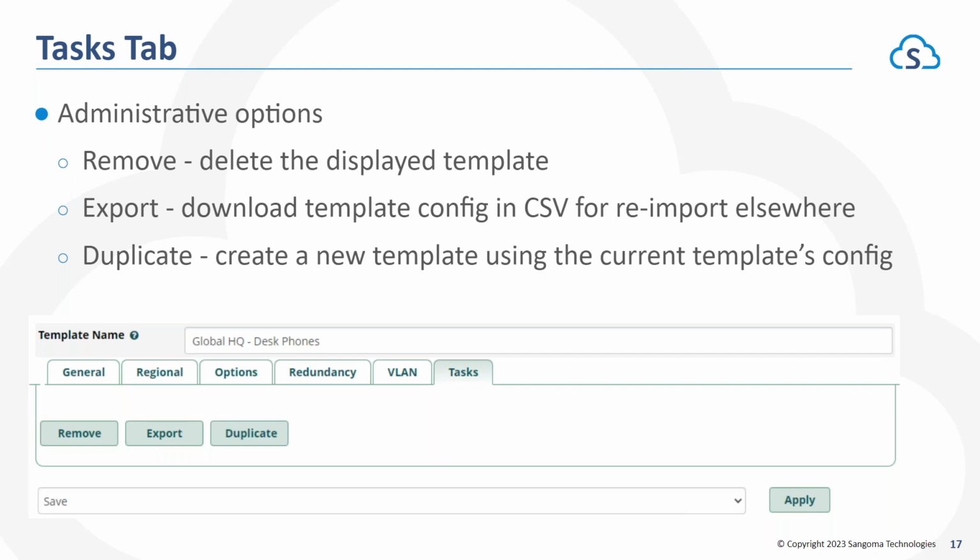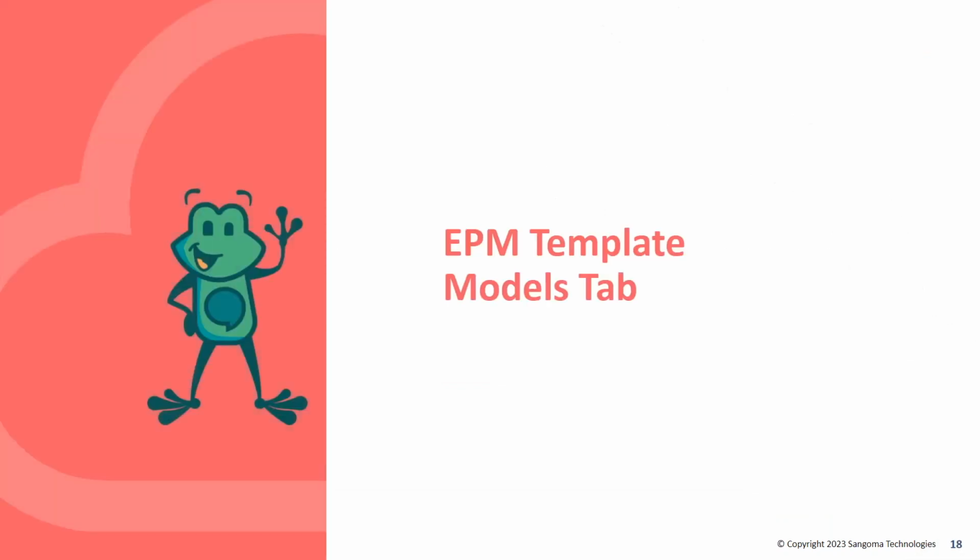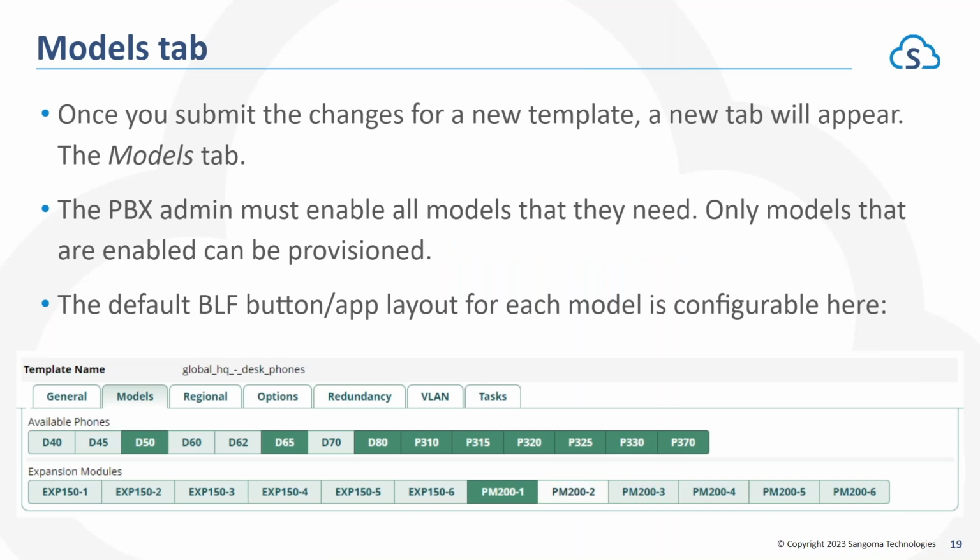That being the case, you can then hit apply to save the template, and when you do that, one new tab shows up second from the left, the models tab. As an administrator, you must enable all models that you need to provision. Only models that are enabled can be provisioned. So the default BLF button and app layout for each model is all configurable from here.